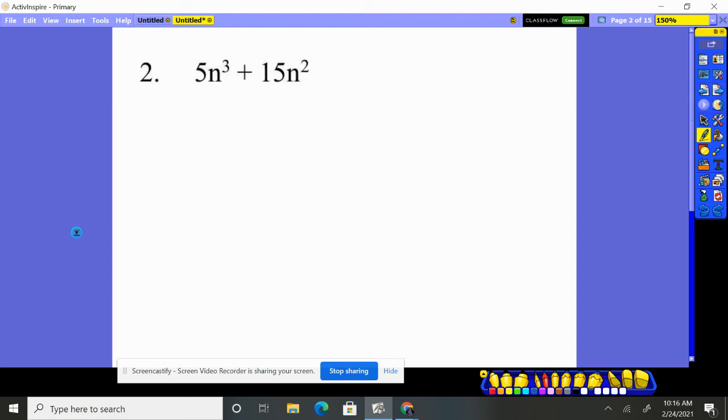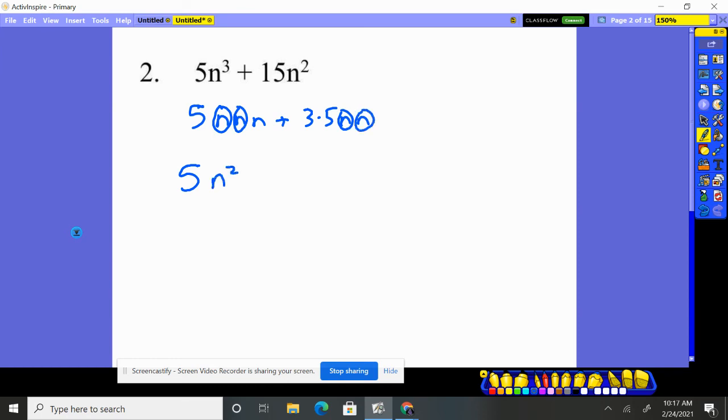Problem number 2. Again, 5, 15, we can see, hey, a 5 is what both of them share that can be factored out. But again, if we write it, 5n, 15 is a 3 times 5 times n times n. And now we factor out a 5. That leaves us also an n and an n here, and an n and an n here.